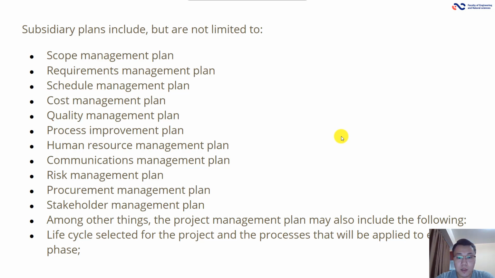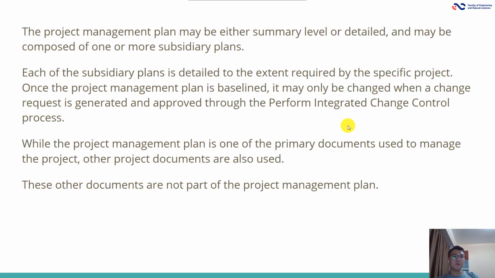The project management plan may also include the following: life cycle selected for the project and the processes that will be applied to each phase. The project management plan may be either summary level or detailed and may be composed of one or more subsidiary plans.